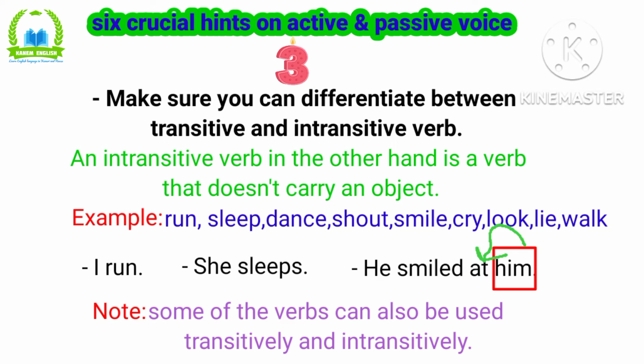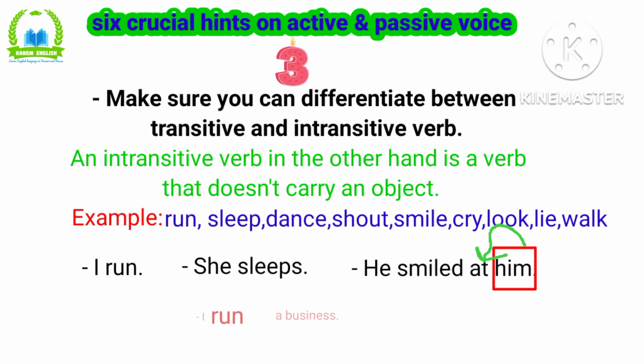Note, some verbs can be used transitively and intransitively as well. For instance, the word run. You can say I run a business, but in this case you can use the verb run as active voice, and at the same time you can also use it as passive voice.